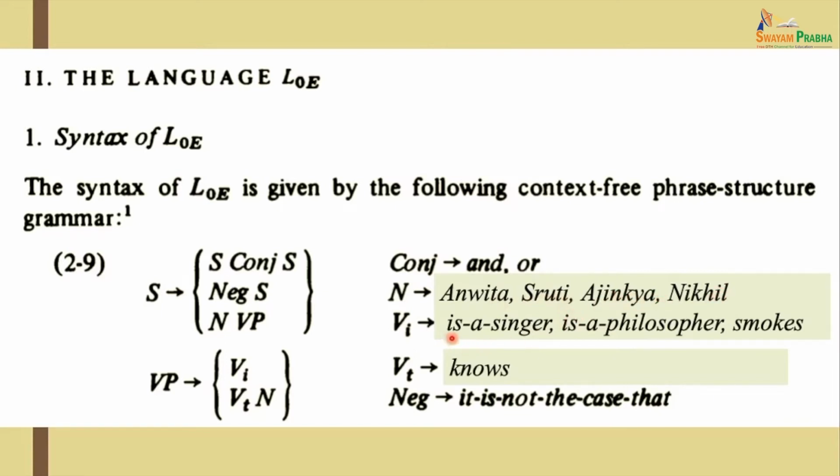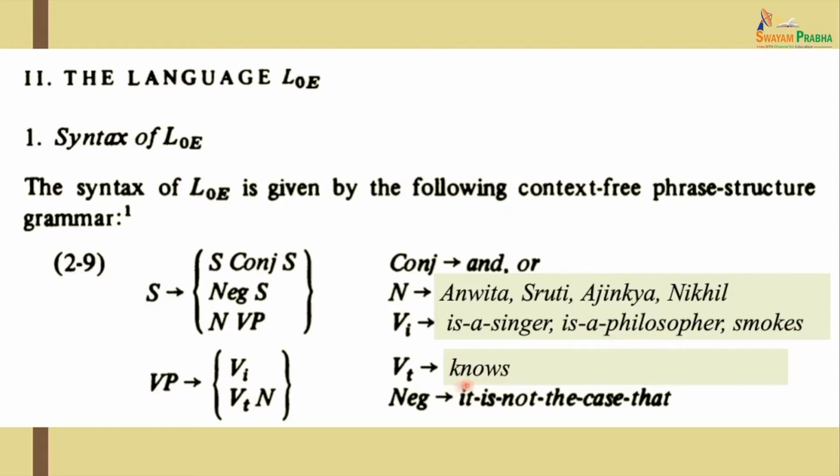VI basically is intransitive verb, something like smokes or sleeps, or is a singer, which is not a verb, it's a predicate, but we don't distinguish between something like is a singer and smokes, because after all, these are all functions. So predicates basically. So we have three one place predicates here, three VIs: is a singer, is a philosopher, and smokes.